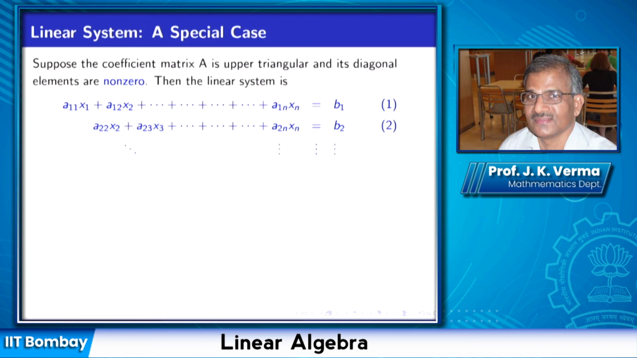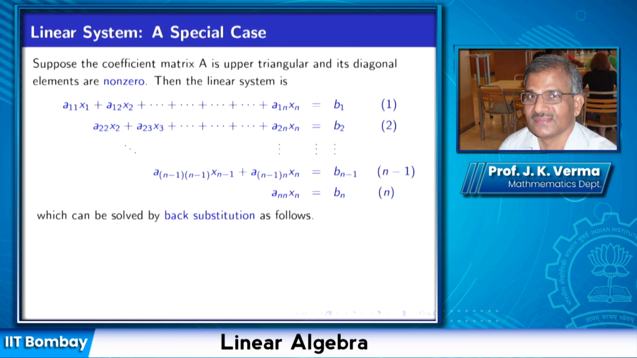So as we move down, one variable disappears from the equation at a time, and finally the last equation has one variable only, xn. We are assuming that the coefficient matrix is upper triangular and the diagonal entries are non-zero, and therefore we start with the last equation, a_nn xn equal to bn, and we can solve for xn. xn is uniquely determined from the last equation.